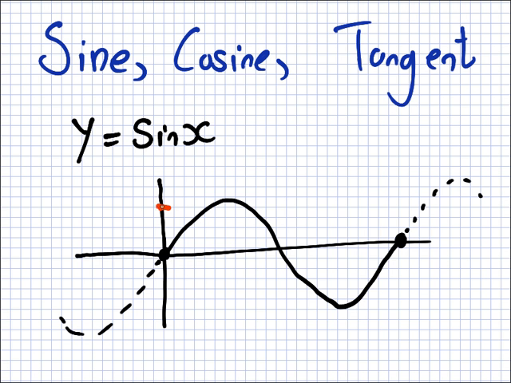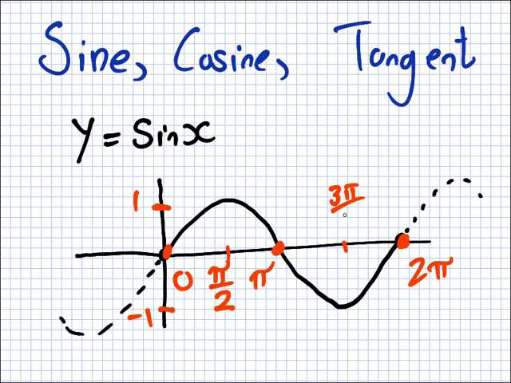Anybody know what this upper point is? 1, minus 1, 0. Now we're using radians. What's this one? Pi, yeah. A half pi, yes. I've never heard anyone say pi a half. It's an interesting way of saying it. There we go, yeah. 3 pi over 2, or pi 3 halves. Right, okay. So that's your sine graph.